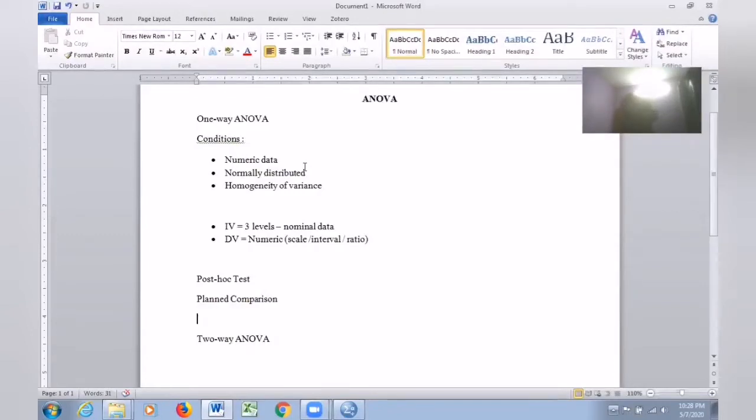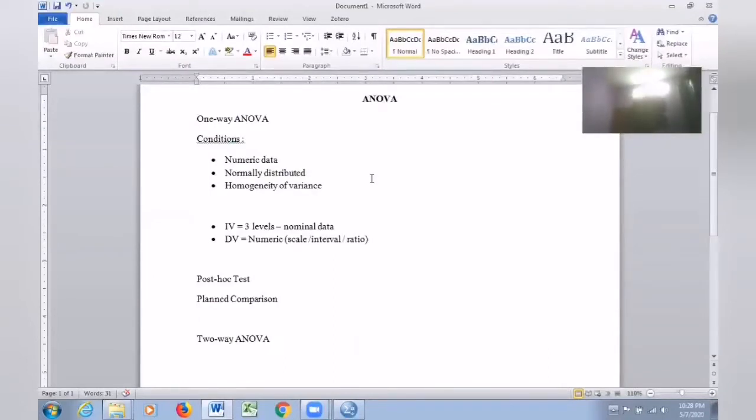Now, apart from these two, you have to see whether the three groups of respondents that you have, have equal variance in respect of the dependent variable. So variance should be equal among the three groups of respondents. If these three conditions are fulfilled, then you can think about conducting ANOVA.